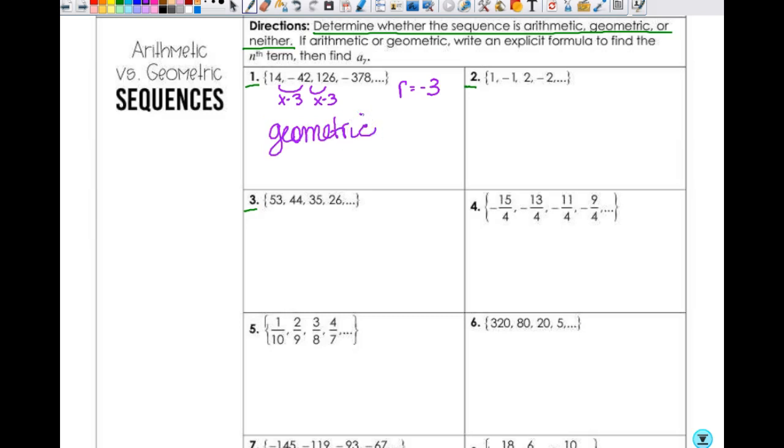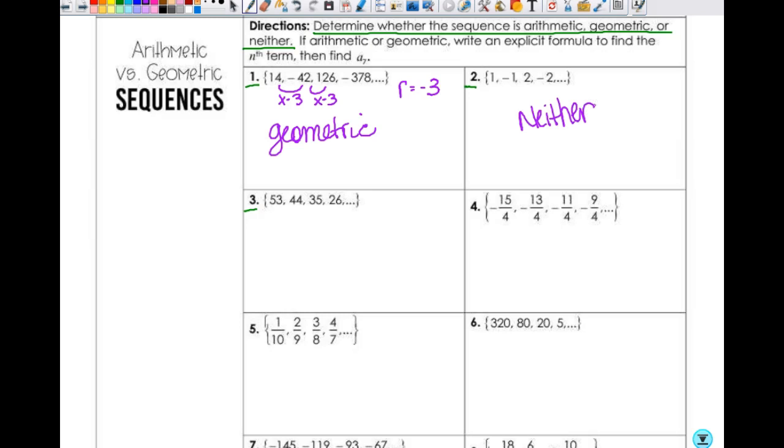So how could you explain number 2 to me? Yeah, exactly. There's not really a great mathematical explanation, right? This would be subtracting 2 and then adding 3 and then subtracting 4. It's not one or the other, right? So this is neither because you can't find a common difference or a common ratio.